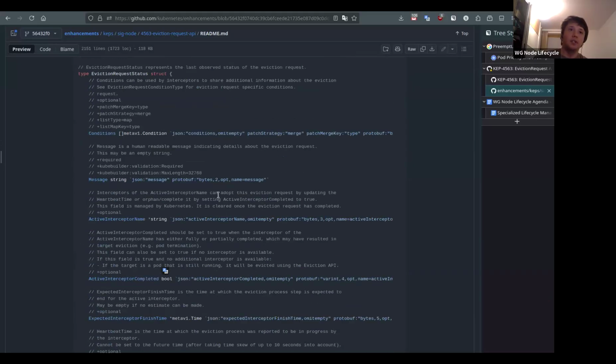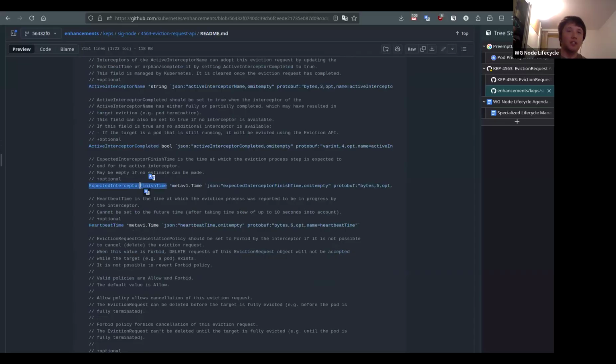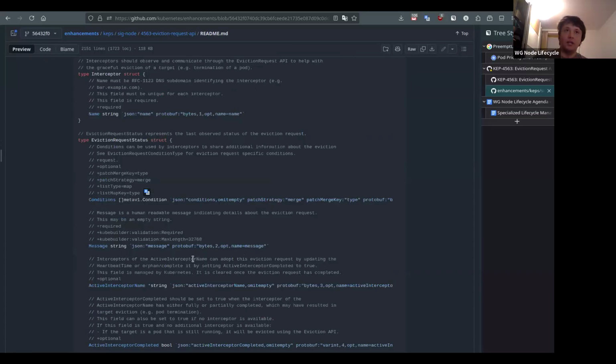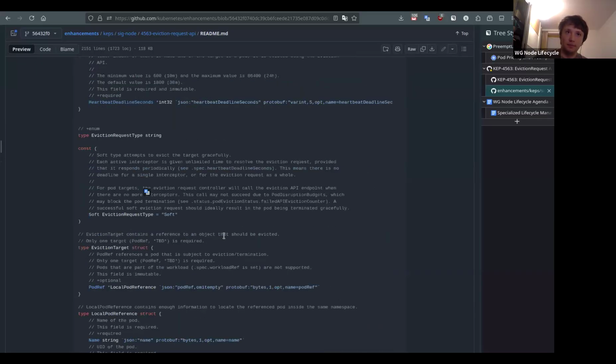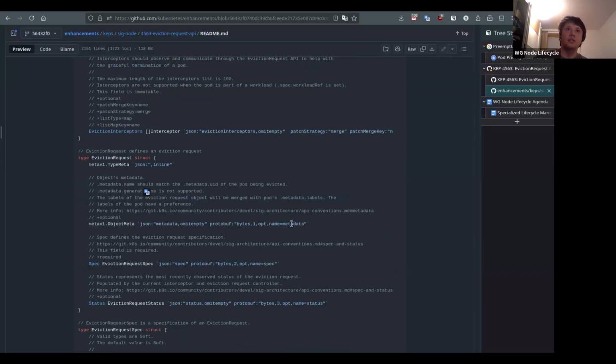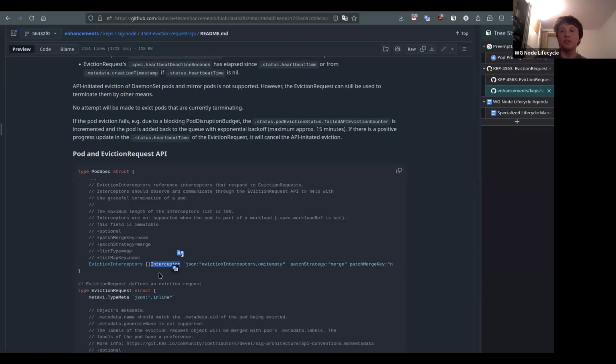One option is to add the expected finish time. So each interceptor would just tell us, okay, I think I will run 10 seconds or 10 hours. Or we could add some weights, for example, values from 1 to 100. So this should be required. Each interceptor should give us this information, even if it cannot predict it well. It should at least give us some information. Any thoughts about this?